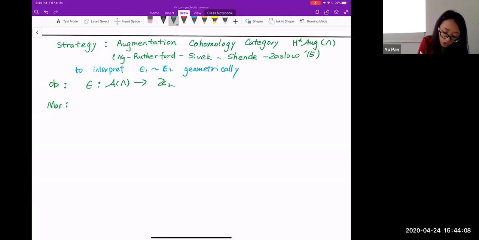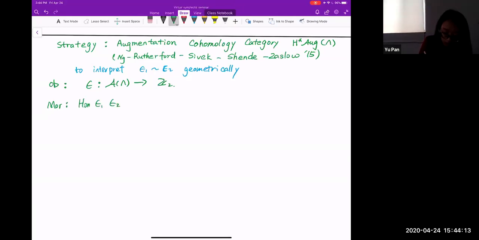And for two objects, say lambda one and lambda two, the morphism between them, with augmentations epsilon one and epsilon two, is some homology of some Z2 vector space with some differential. And what is it?